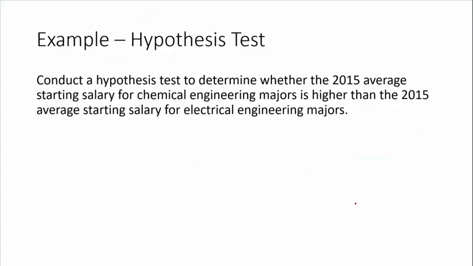We can also conduct a hypothesis test. So conduct a hypothesis test to determine whether the 2015 average starting salaries for chemical engineering majors is higher than the 2015 average starting salary for electrical engineering majors. What that means is that our alternative hypothesis is that the average value for chemical engineers is greater than the average value for electrical engineers. That's what we're trying to prove. So our null hypothesis will be that the average for chemical engineers is no better than the average for electrical engineers. Now, to be able to put this on a graph, we have to convert this.